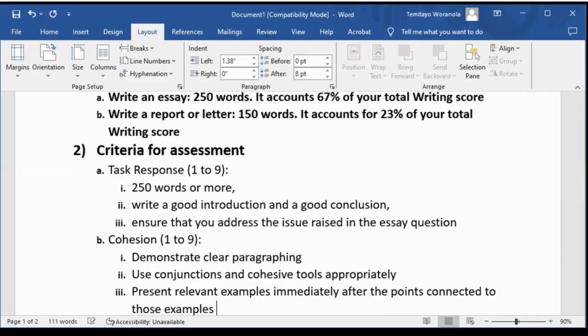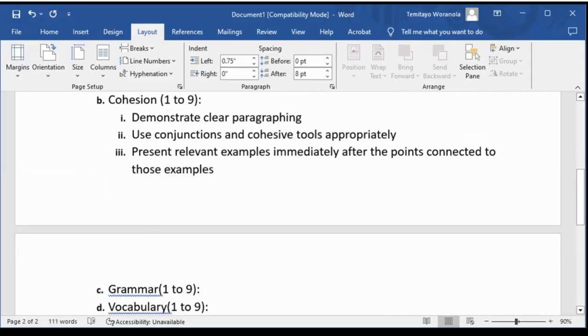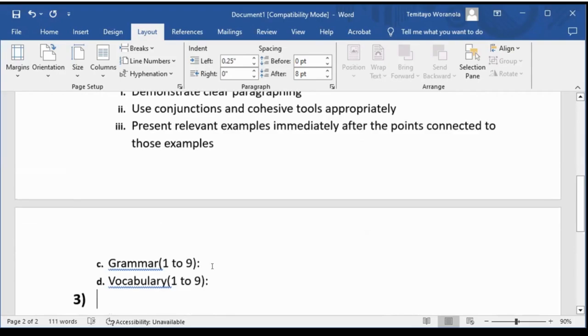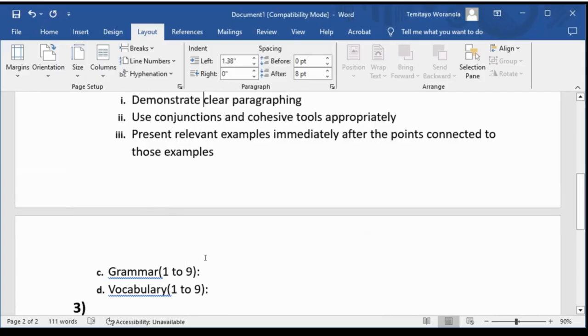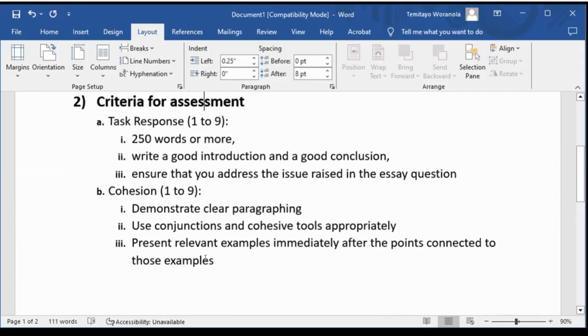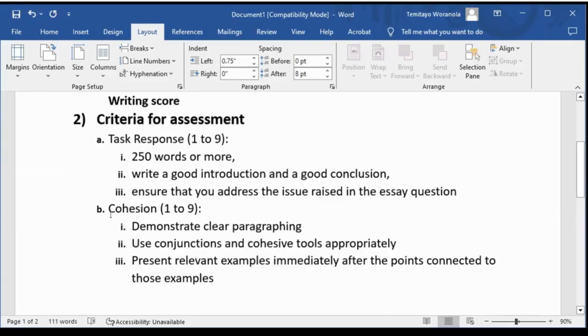That's another aspect of what? Of good cohesion. If you want to get a good cohesion score, that's another thing that you need to do. Three important things. Clear paragraphing: the examiner was able to distinguish paragraph 1 of your essay from paragraph 2, paragraph 2 from paragraph 3, and paragraph 3 from paragraph 4. I hope you guys are following me.